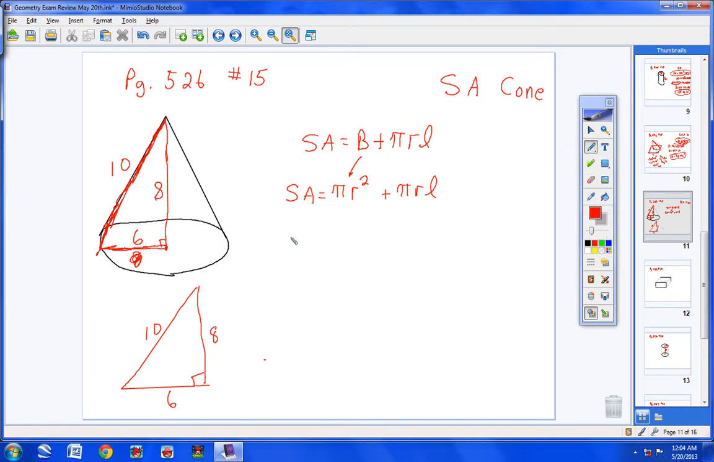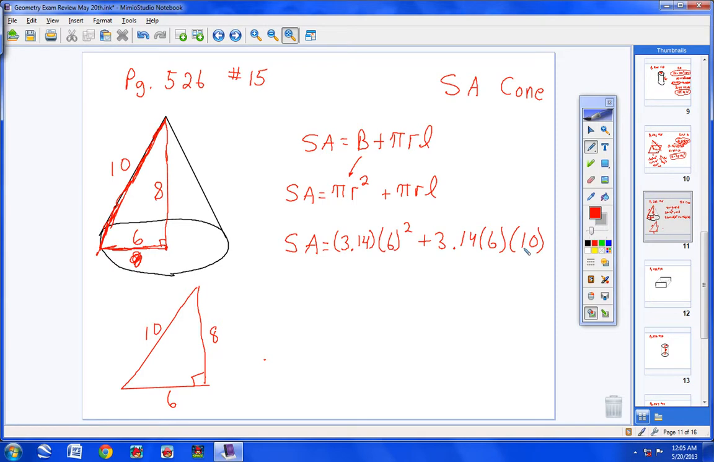So now that we have all of the values that we need, wow, this is pretty easy. Just make your substitutions and solve. I mean, pi is 3.14. Your radius is 6, obviously. So 6 squared plus 3.14 times 6, which is your radius, times 10, which is your slant height.